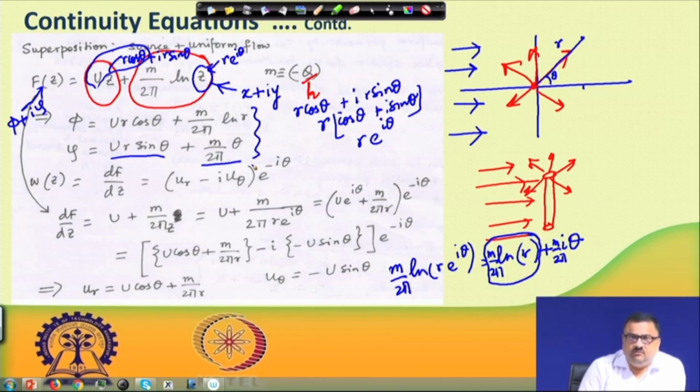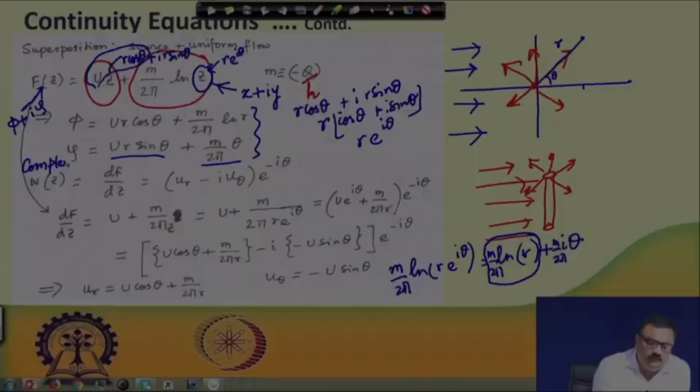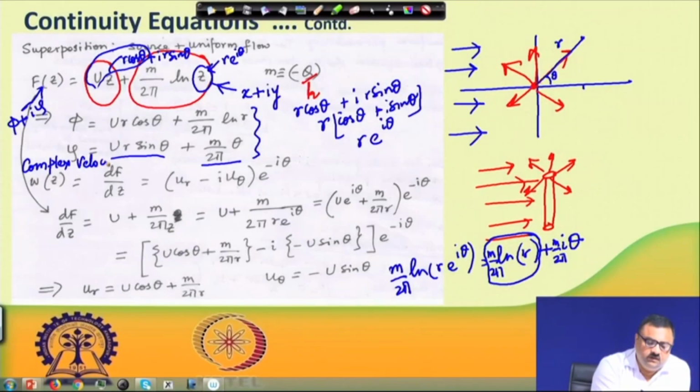Let us try to find out what the velocity is in this context. Velocity, in the sense we can work with the Cartesian system or the cylindrical system, but we will be toggling between the two. So, now w z, which is the complex velocity, this is the definition of complex velocity. So, complex velocity is w z, that is equal to df dz, which is equal to u r minus i u theta, e to the power minus i theta.